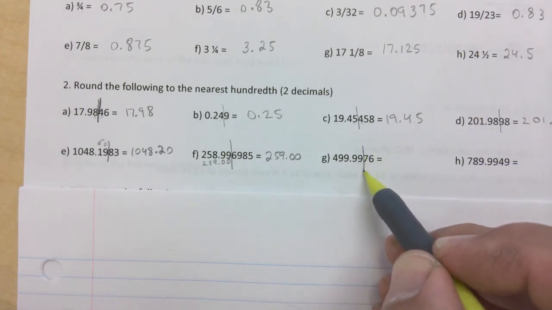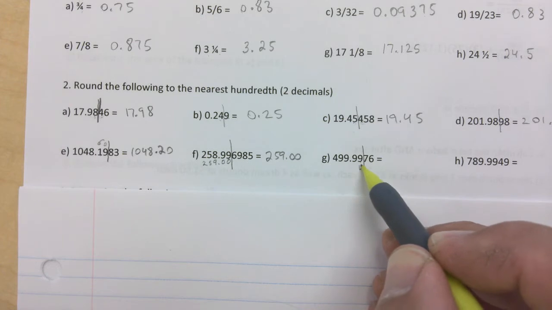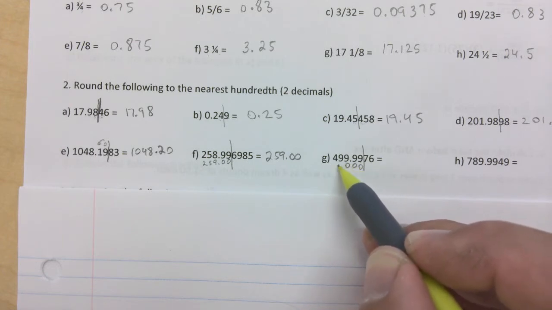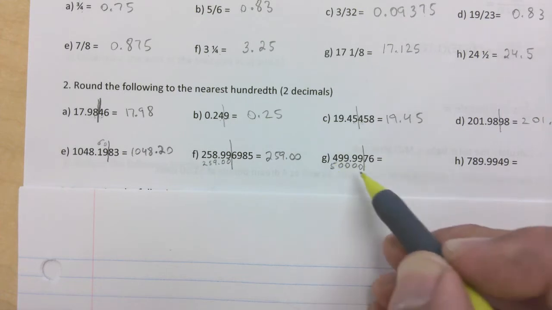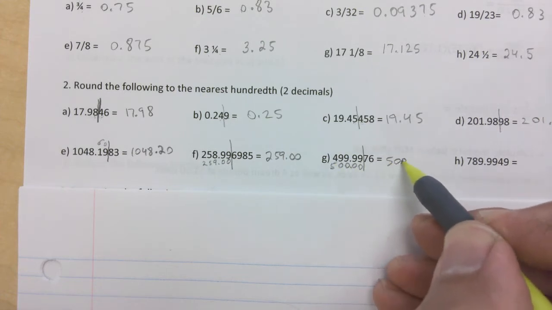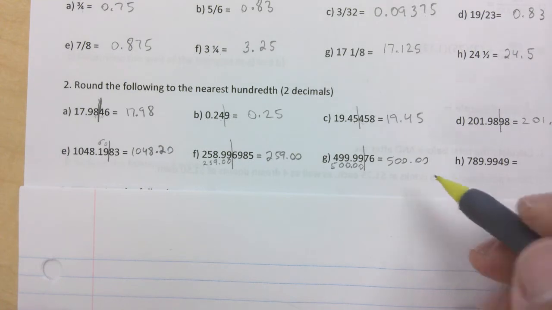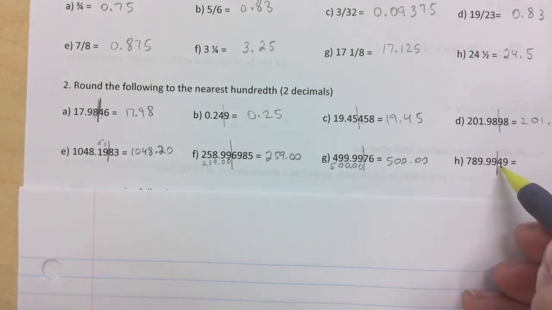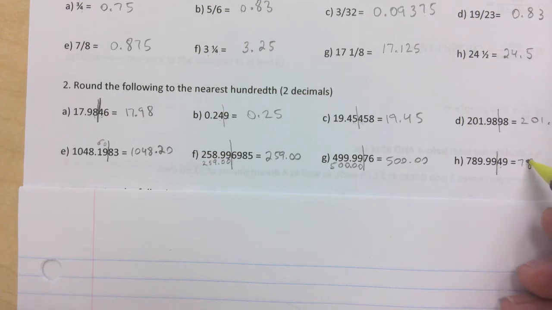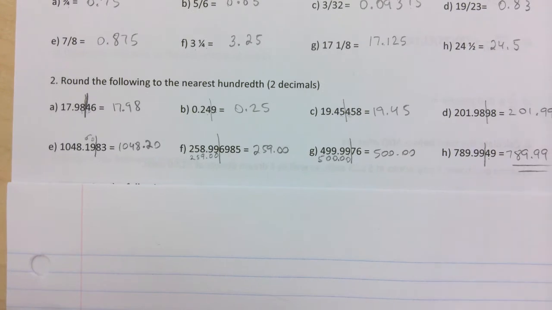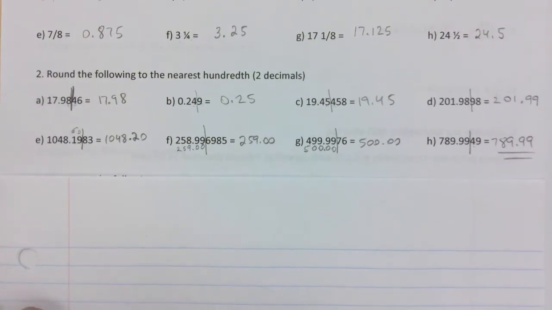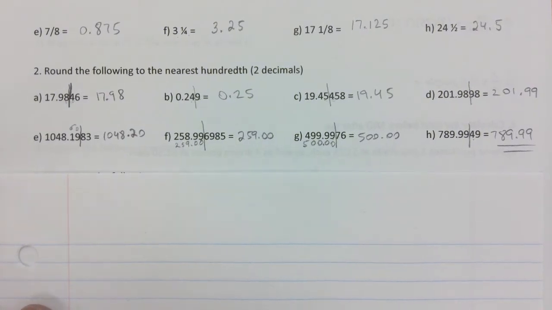Here you cut it there, the 7 bumps this, it bumps that, keeps going, it bumps that, and then you get 5 there. So this will be 500 exactly. Over here, the 4 doesn't really affect that, so it's 789.99. And that's how you round.